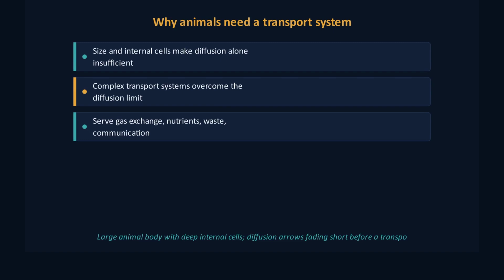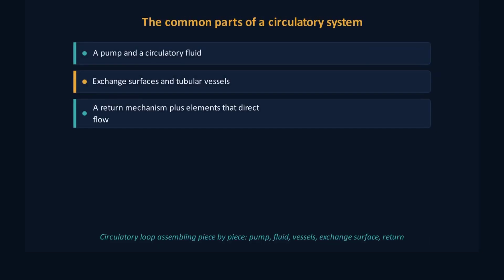And notice that these systems are not built for a single job. A circulatory system is what makes efficient gas exchange possible. It handles the delivery of nutrients, it carries away the waste that cells constantly produce, and it even supports communication between cells across the body. Size forces the issue: get big, and you need plumbing. So what does such a system actually contain?